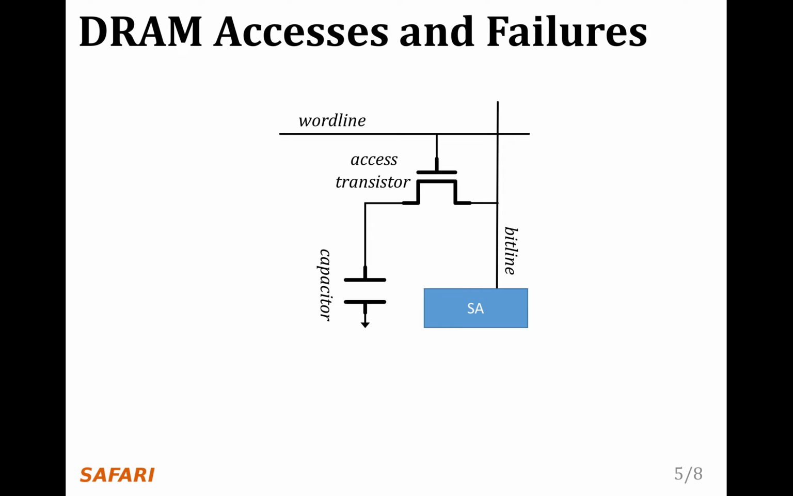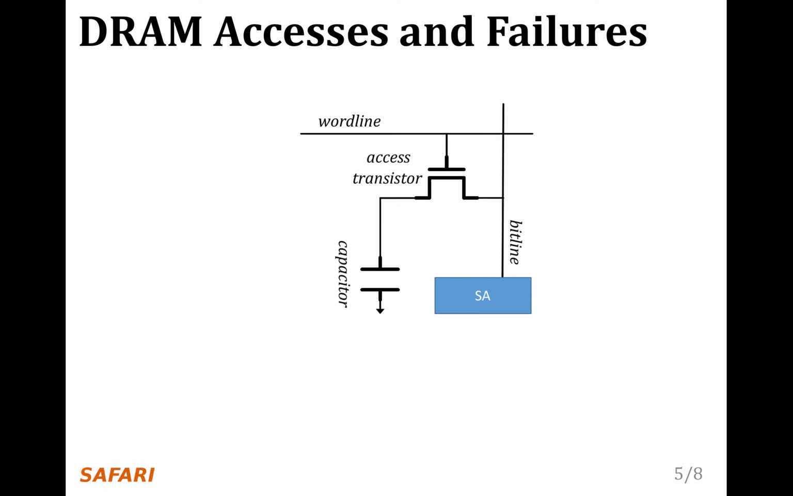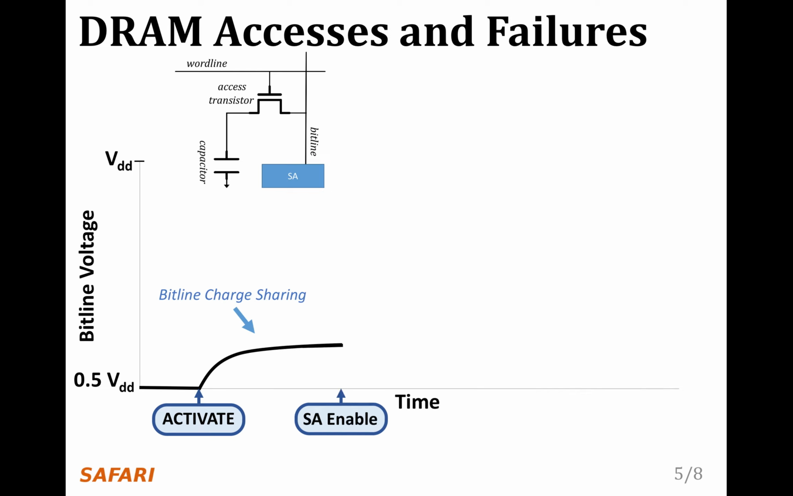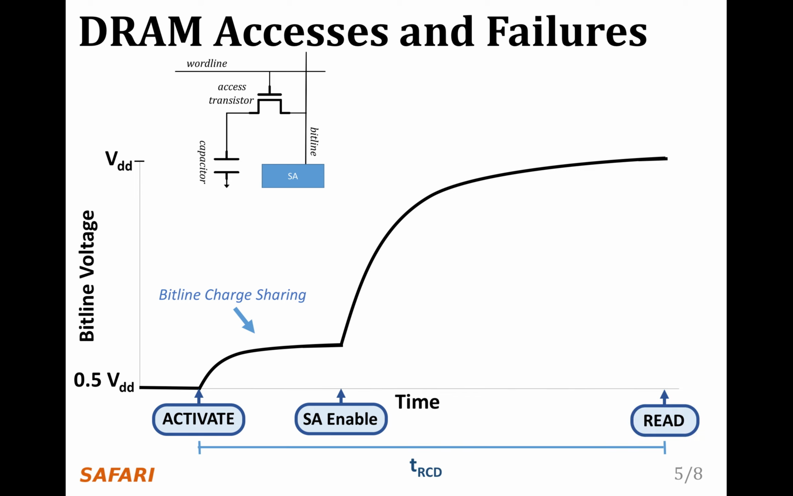A DRAM cell holds its charge in a capacitor and gets read out by the sense amplifier via the bit line. Initially, the bit line is kept at VDD/2. When the word line is driven high or activated, the capacitor begins to share charge with the bit line. The sense amplifier is then enabled, and the voltage differential on the bit line is amplified to an I/O readable value. In order to ensure correctness of operation, the memory controller can only read data tRCD time after the activation.